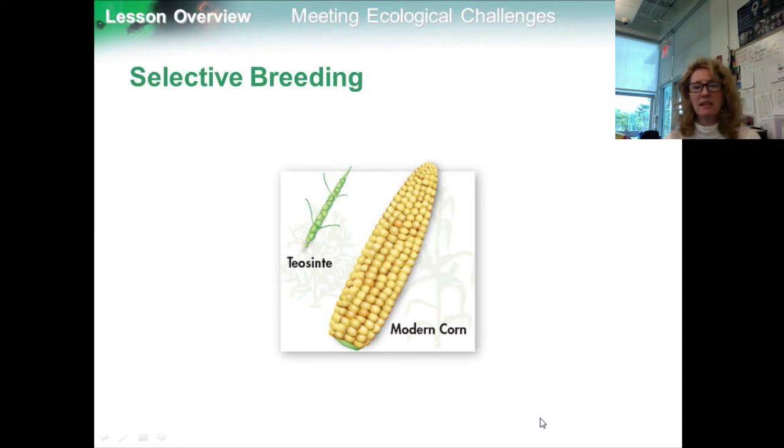Native Americans selectively bred teosinte, which is a wild grass native to central Mexico, to produce corn, a far more productive and nutritious plant. Corn is now one of the world's most important crops. There are two common methods of selective breeding: hybridization and inbreeding.